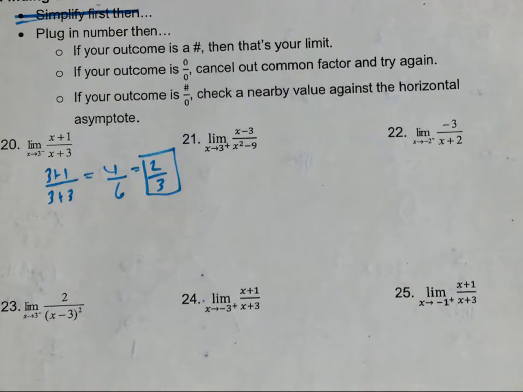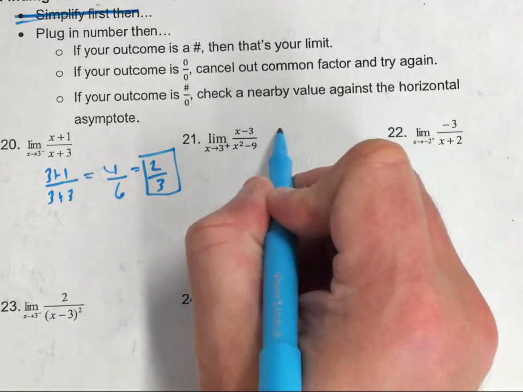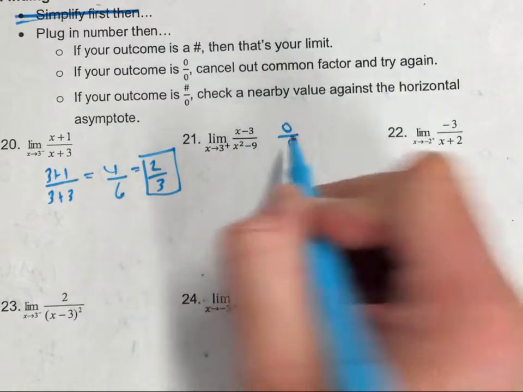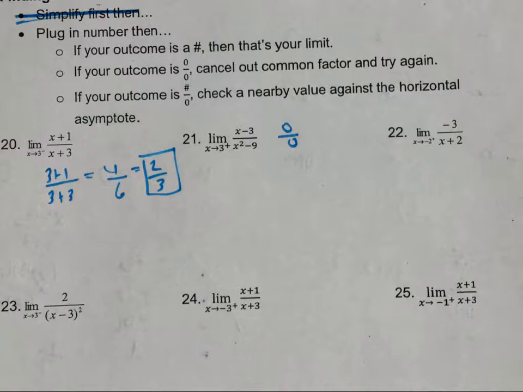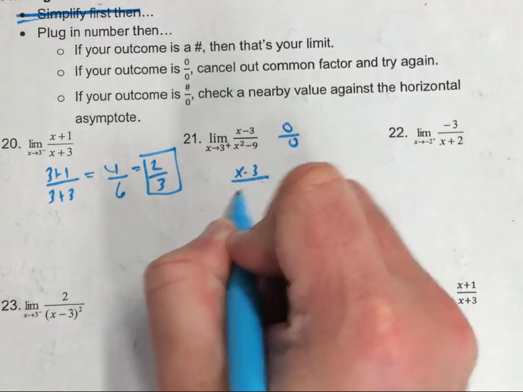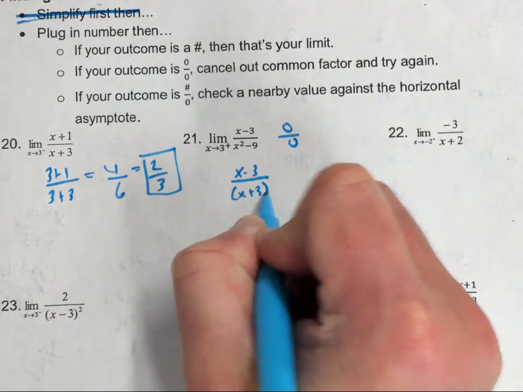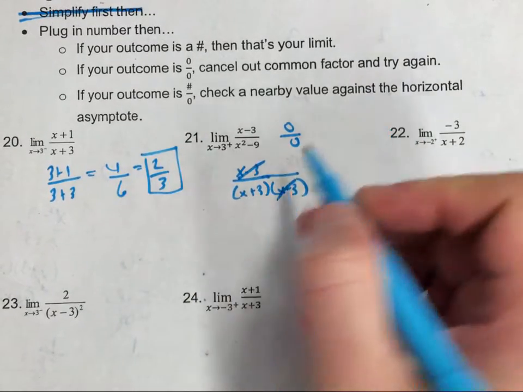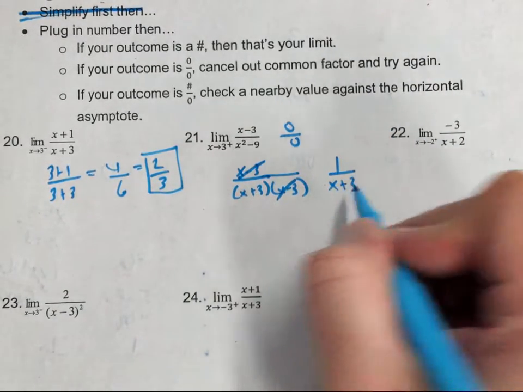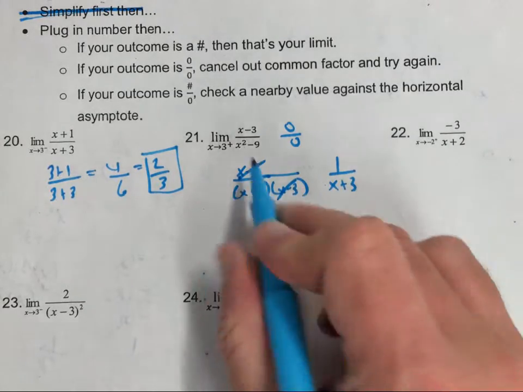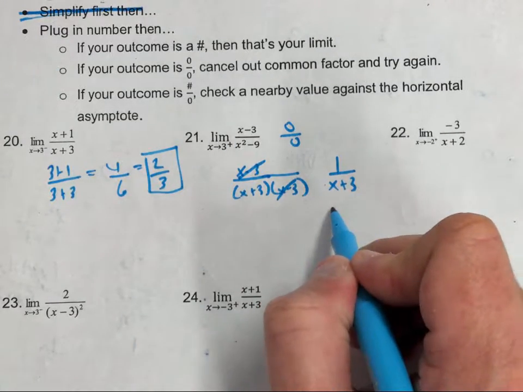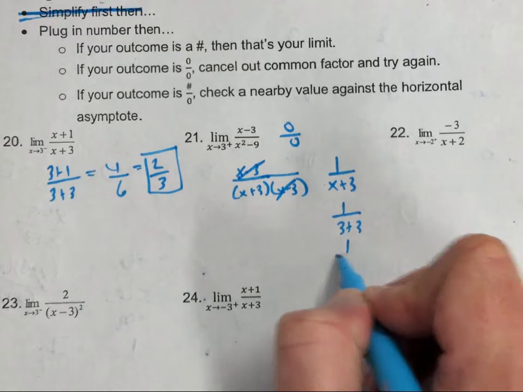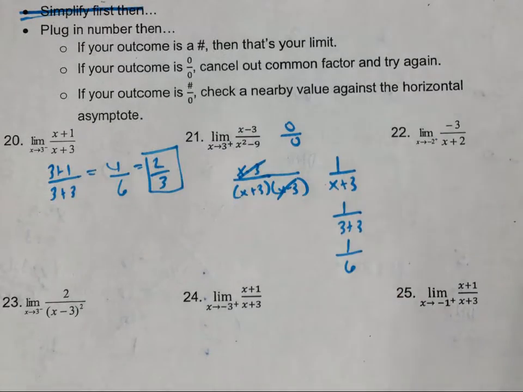Number 21. I'll plug 3 in it. 3 minus 3 gives me 0. That gives me 0 over 0. So I have a 0 over 0 situation. Well, then I need to try to do some factoring here. Okay? So x minus 3 over x plus 3, x minus 3. These cancel out. I'm left with 1 over x plus 3. Now I'm going to do direct substitution. Plug 3 in. 3 plus 3. So your answer is 1/6.